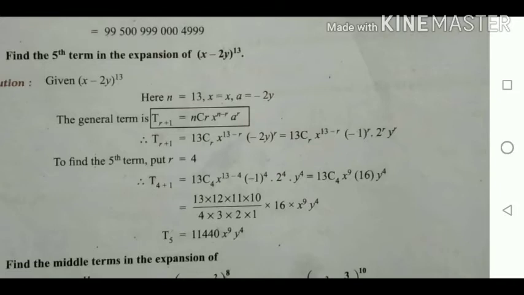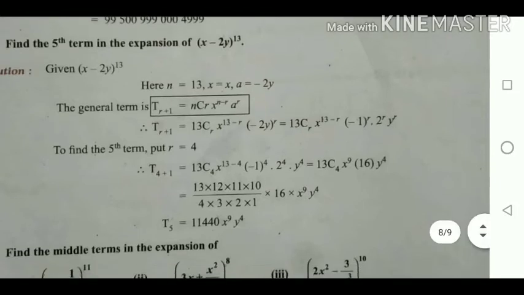So in order to find the fifth term, you put r equal to 4, because r plus 1 means 4 plus 1, it is 5. Okay, we are getting the fifth term. So t r plus 1 is nothing but t 4 plus 1. So r equal to 4, n equal to 13, x equal to x and a equal to minus 2y. So apply the formula t r plus 1 equal to nCr x power n minus r a power r.